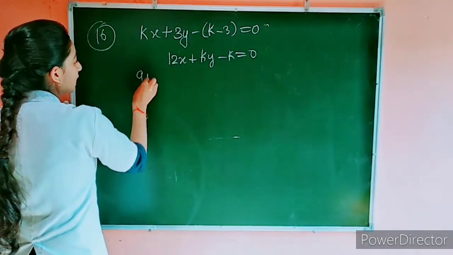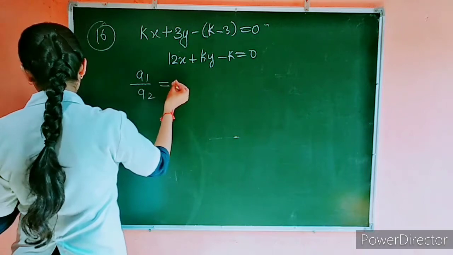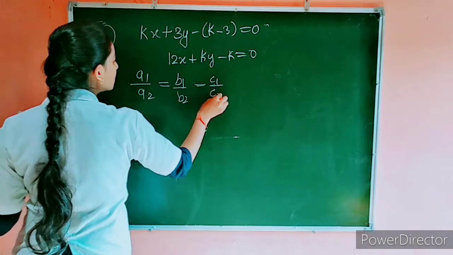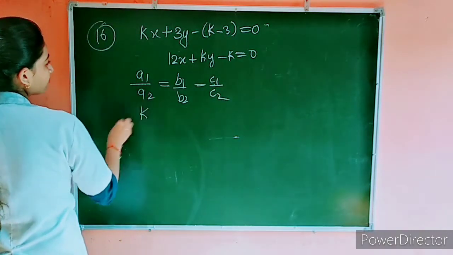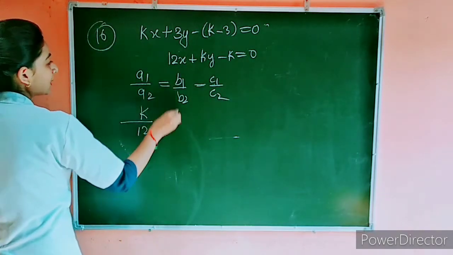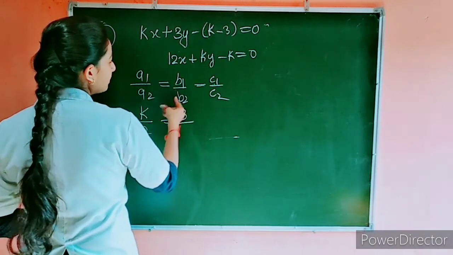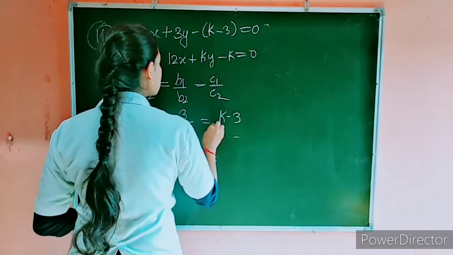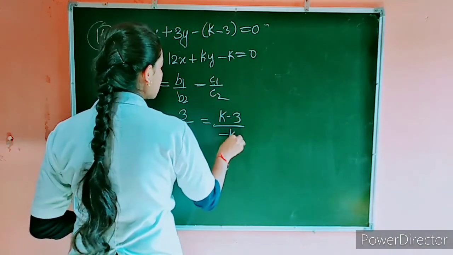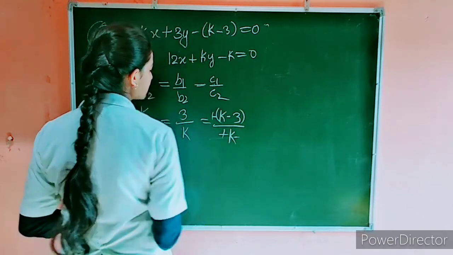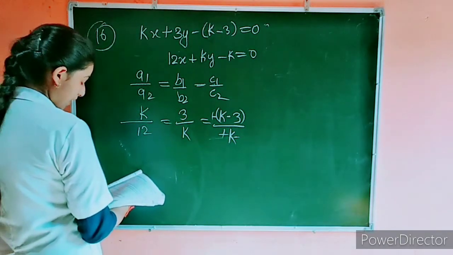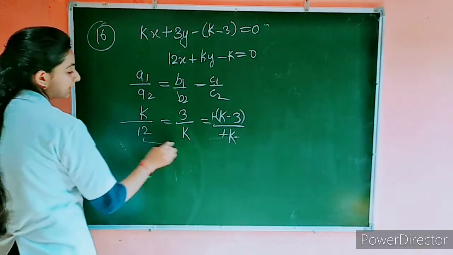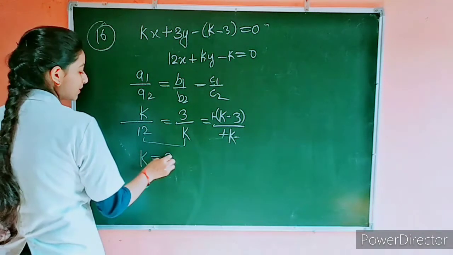Now comparing, a1/a2 = b1/b2 = c1/c2. a1 is k, a2 is 12, b1 is 3, b2 is k, c1 is k - 3, c2 is k, and the minus signs cancel. With these values, first we will take the first two ratios: k/12 = 3/k.